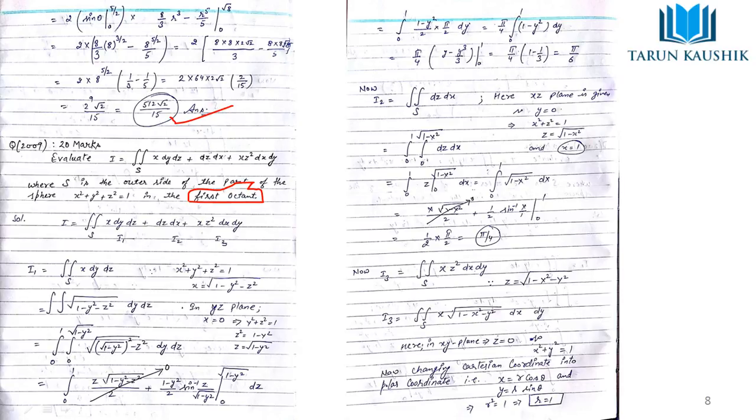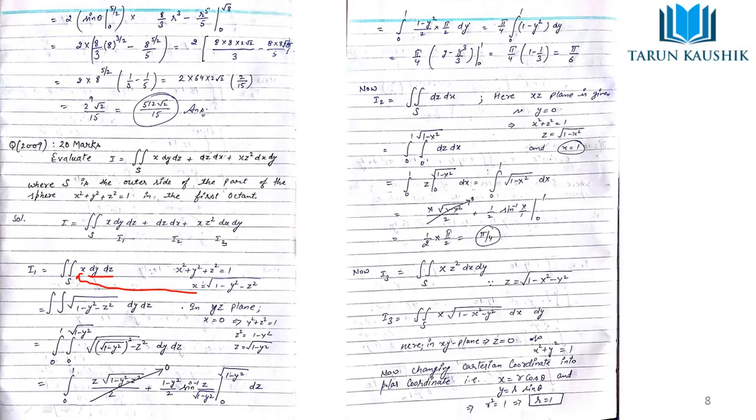So I am assuming this as I1, this as I2, this as I3, and this I1 will become x dy dz, and x plus y square plus z square equals 1. So x will become 1 minus y square minus z square. Just put this value over here, because we are integrating with respect to y and z.